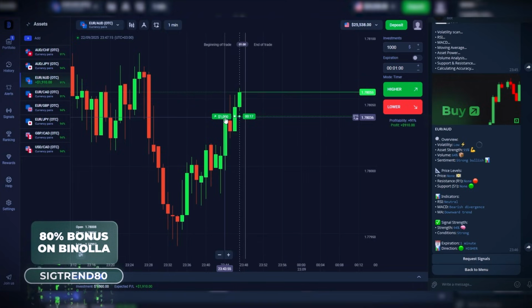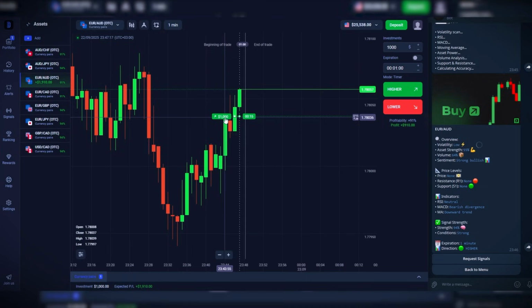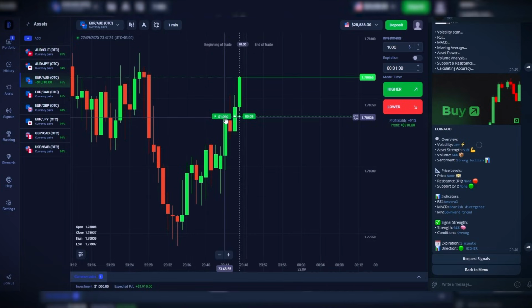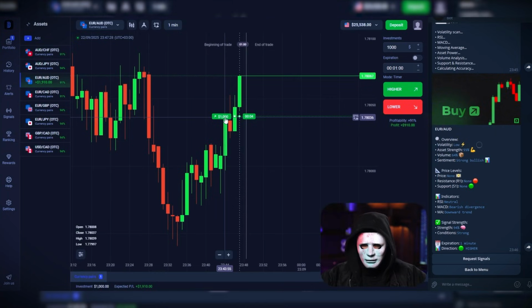From what I understand, the platform is new, and here all the signals are working, almost all of them. 9 out of 10, 8 out of 10 signals are always profitable. Of course, there are certain macro news events that the bot doesn't have time to take into account, since it works exclusively based on indicators.